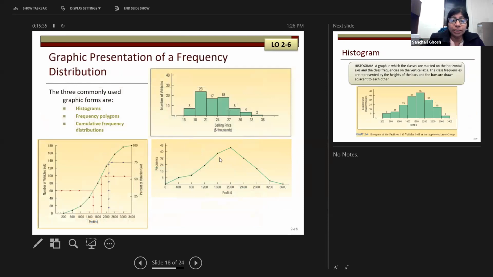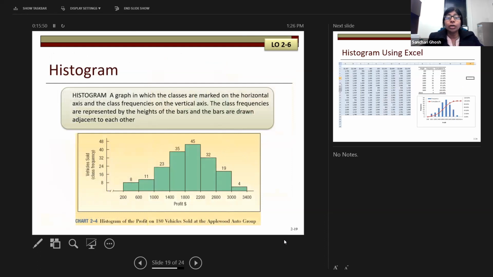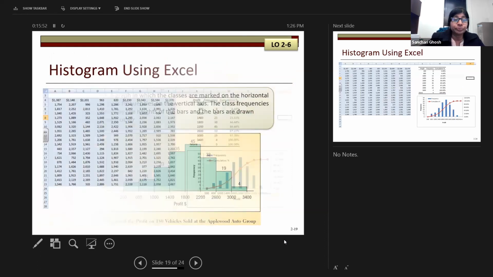A frequency polygon, this initial picture of a cumulative frequency and frequency polygon, you usually put the midpoints or just the class intervals here and plot the frequencies. It's an easier deal than cumulative frequencies, because with cumulative frequencies, you are getting one more column, okay?